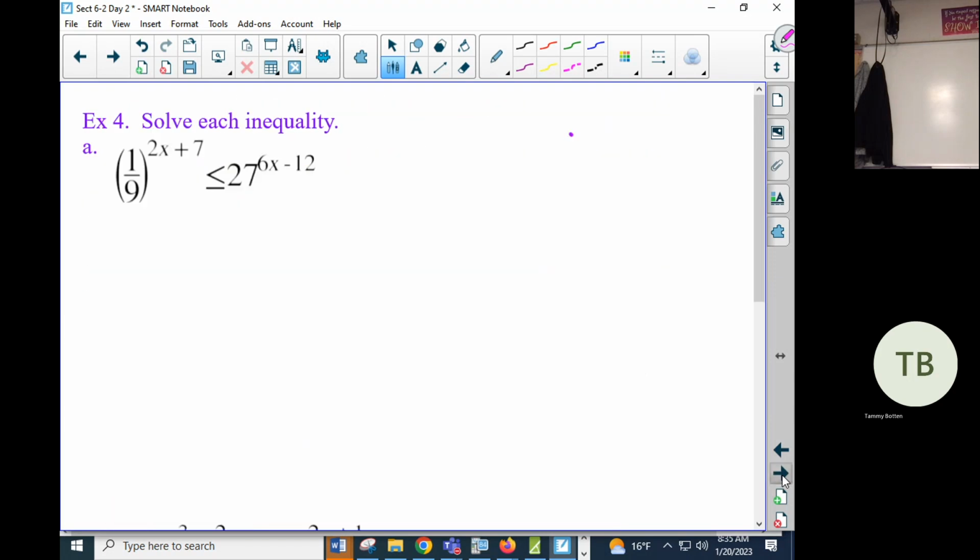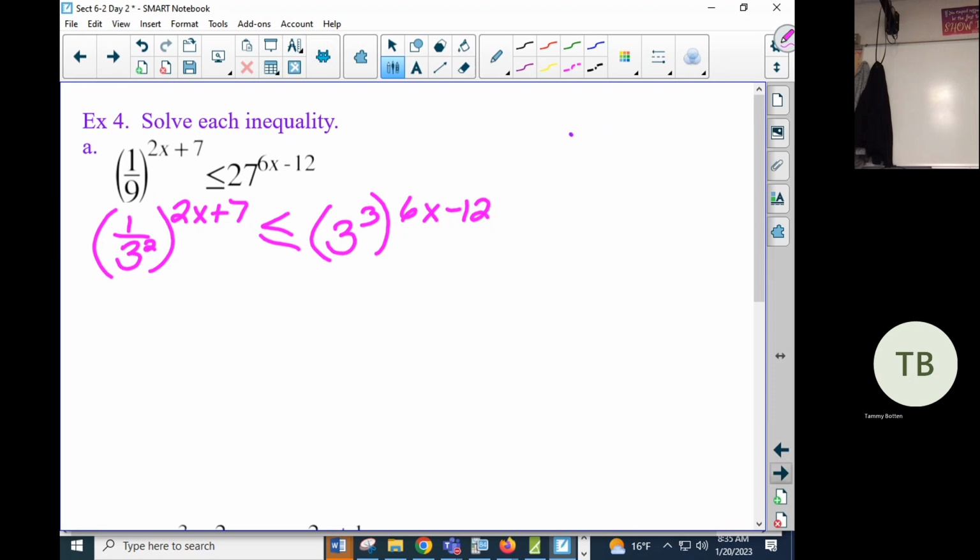So here's what we're gonna do here. The 9 is 1 over 3 squared, and that's to the 2x plus 7, and then it's less than or equal to 27, which is 3 to the 3rd power, and then that is to the 6x minus 12.